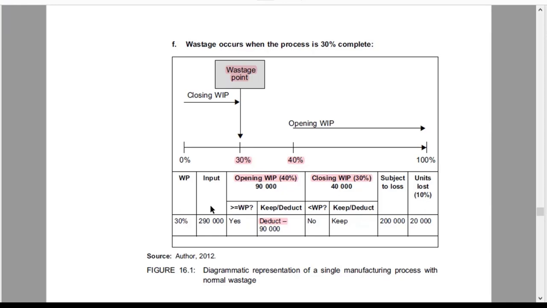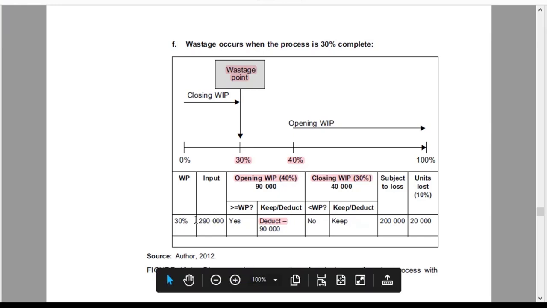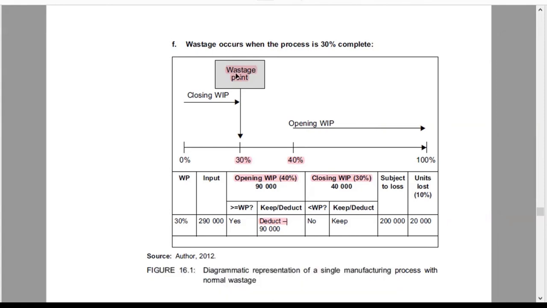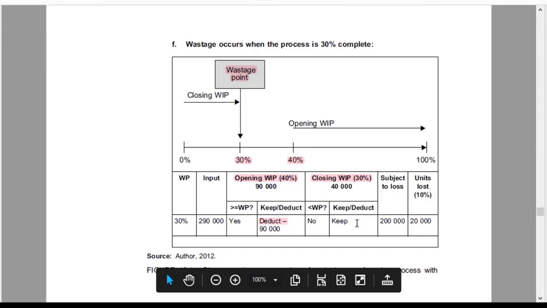If it was after, you have to deduct it from what you started with so that it doesn't experience the normal loss twice. So you deduct it. Now, I continue. Closing WIP, was it before the wastage point or was it after? It was before. It starts being in it at 80%. So you keep it. You don't deduct it.